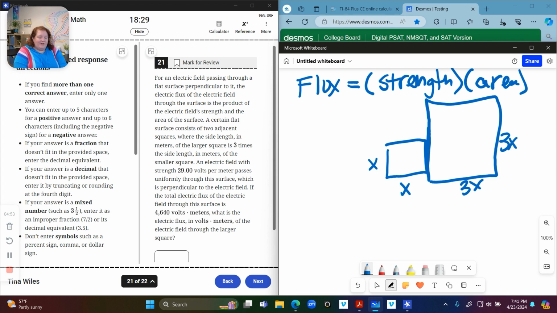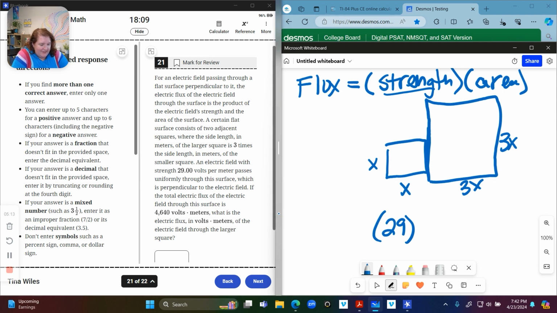An electric field with a strength of 29 volts, so the strength is right there, 29, passes uniformly through the surface, which is perpendicular to the electric field. They told us that up here at the beginning. If the total electric flux is, so here's the flux, 44,640 volts, what is the electric field through the larger square?